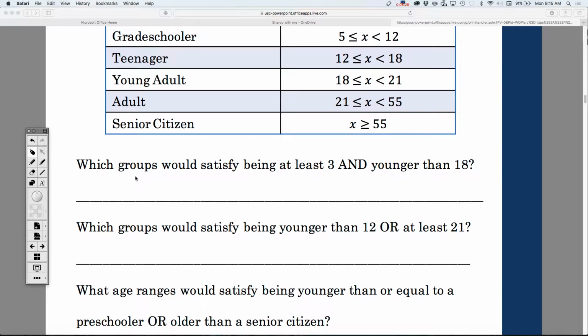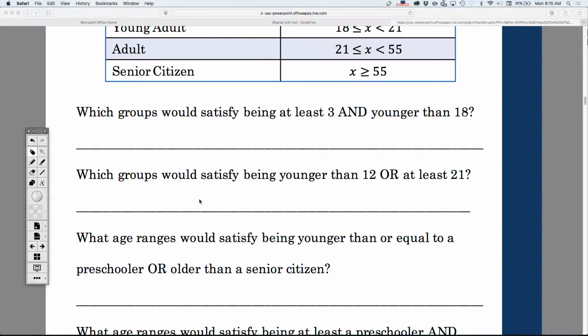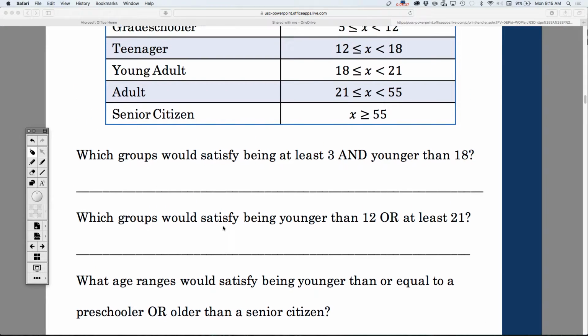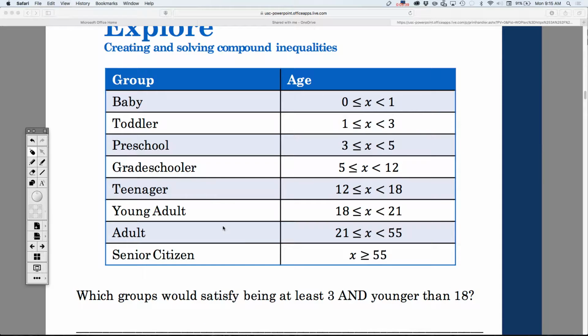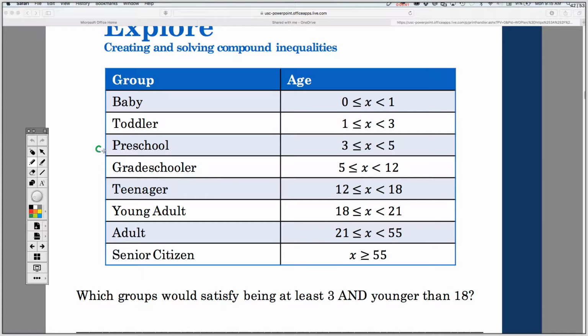All right, next one. What age ranges would satisfy being younger than or equal to preschooler or older than a senior citizen? So younger than a preschooler, find preschooler. Which one's younger, back or forward, or up or down? Up. Okay. So this one's going to be younger. So all you got to do is find these two. Really, you could even circle this. Instead of just the number, circle that inequality and circle this inequality. Now all you got to do is make it its own.